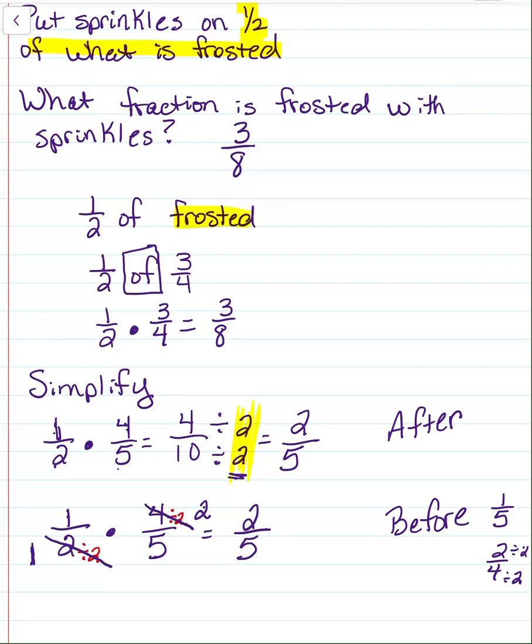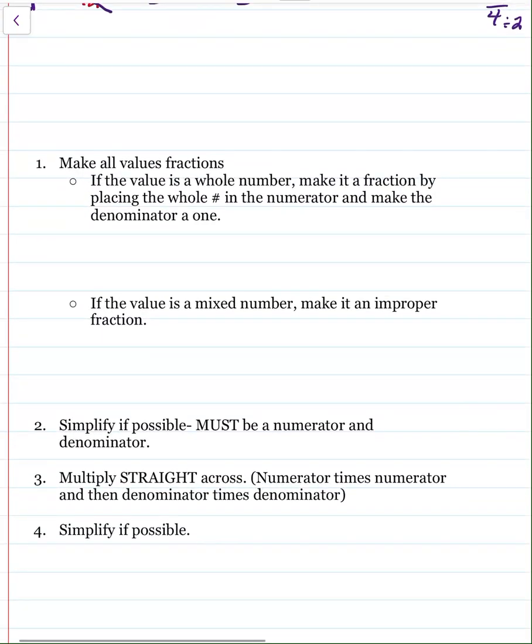Notice we got the same answer both times. Just one time we simplified before we multiplied, and one time we simplified after we multiplied. Now I'm going to encourage you to simplify before you multiply. It makes your math easier. You might say, well, Miss Johnson, that was pretty easy to simplify at the end. That's true. It is. Either way, you're going to get the same answer. But I encourage you to simplify before you multiply, because as your numbers get bigger, the math is easier if you simplify before. Okay? All right, so we're going to write down our procedure for multiplying.